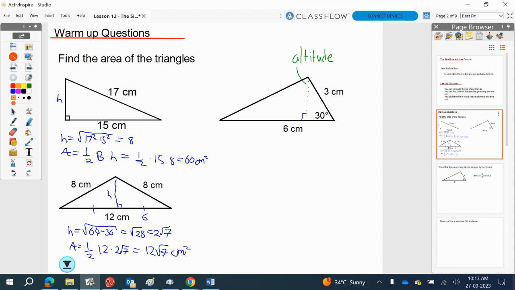Now, we can't use Pythagoras' theorem here because we can't find the length of this line there. But we can use trigonometry. We're given an angle, so we can label this up. This makes this one the opposite, this one the hypotenuse, and we can say that the sine of 30 degrees is equal to the opposite, which is what we're after, over the hypotenuse, which is 3.